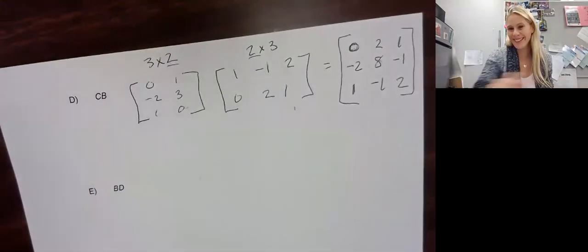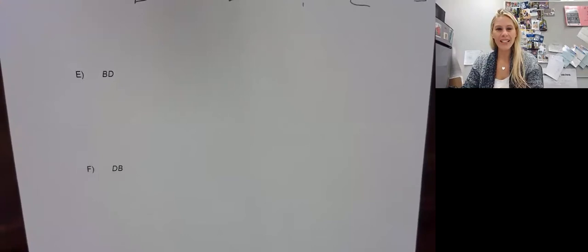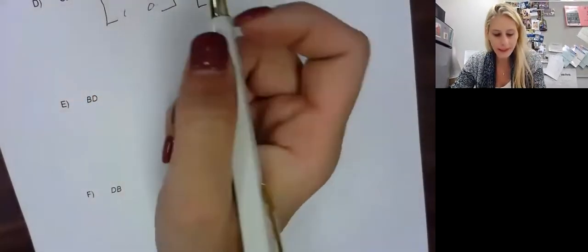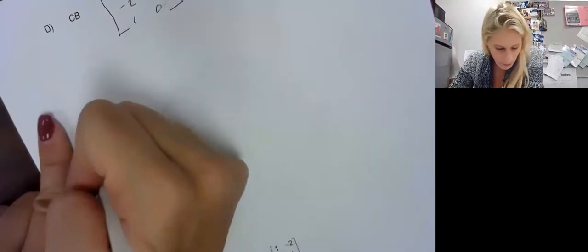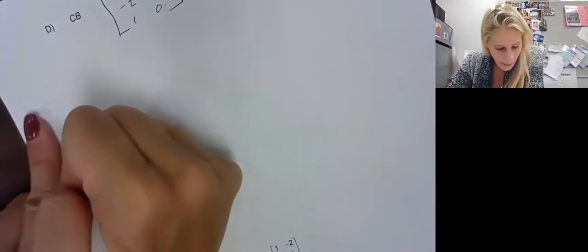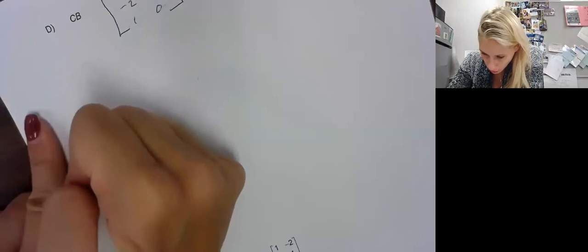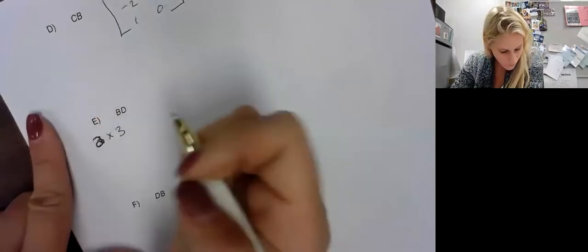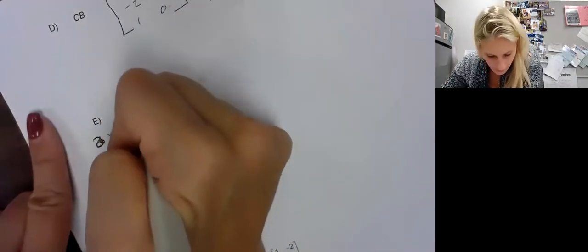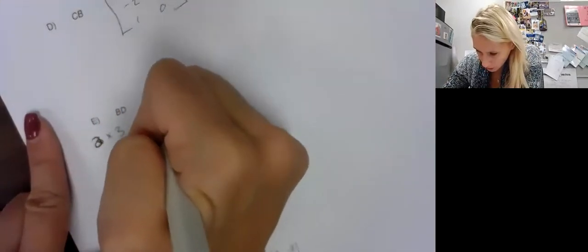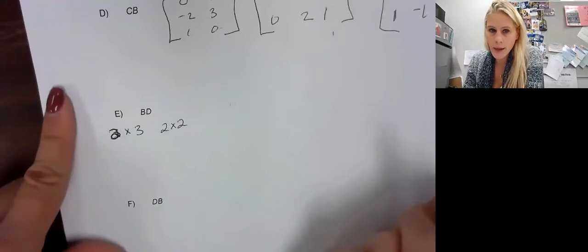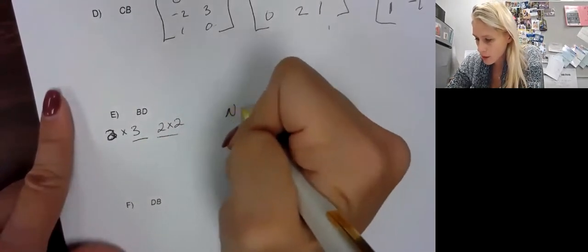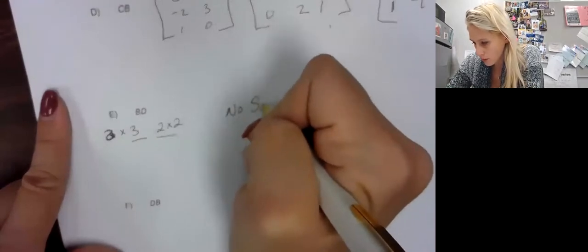Okay. Continue. Okay, B times D. Well, let's see if we can do it. That way we save some time right now. B is a 2 by 3. And D is a 2 by 2. So right away, can we do it? These are not the same, so you can't do it. No solution.